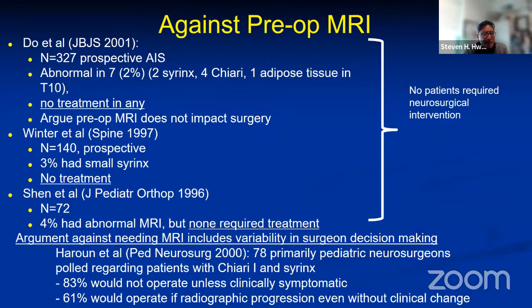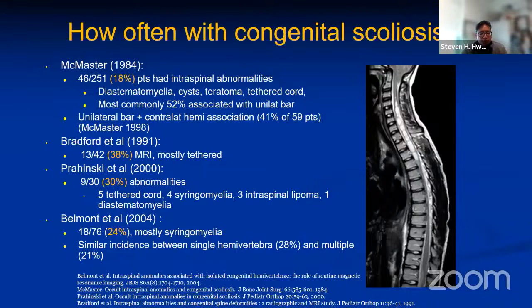And we'll touch on a little bit of the intervention. The variability comes into, as you can imagine, different surgeons may have different indications. So there's a lot of variability with when you might operate. So how often do you find something in congenital scoliosis? We saw maybe 8 or 9% of the time you might find something in idiopathic scoliosis.